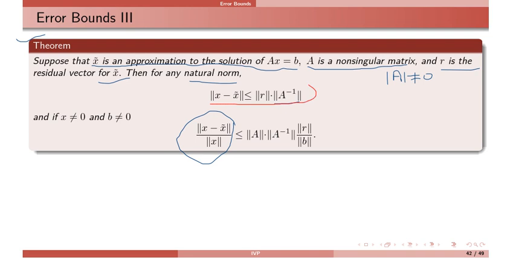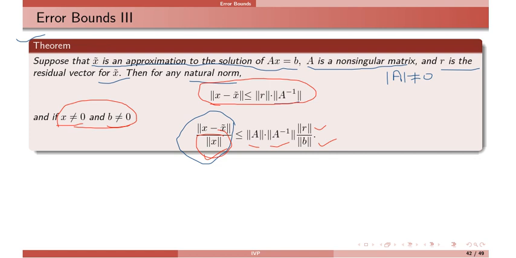So this is the absolute error: norm of x minus x bar is less than or equal to norm of R times norm of A inverse. And further, this is the relative error: norm of A, norm of A inverse, norm of R divided by norm of B. And since you are dividing by x, x is non-zero and B is also non-zero. So if x and B are non-zero, their norms are also non-zero. Okay, the norm is 0 only if the vector is 0.